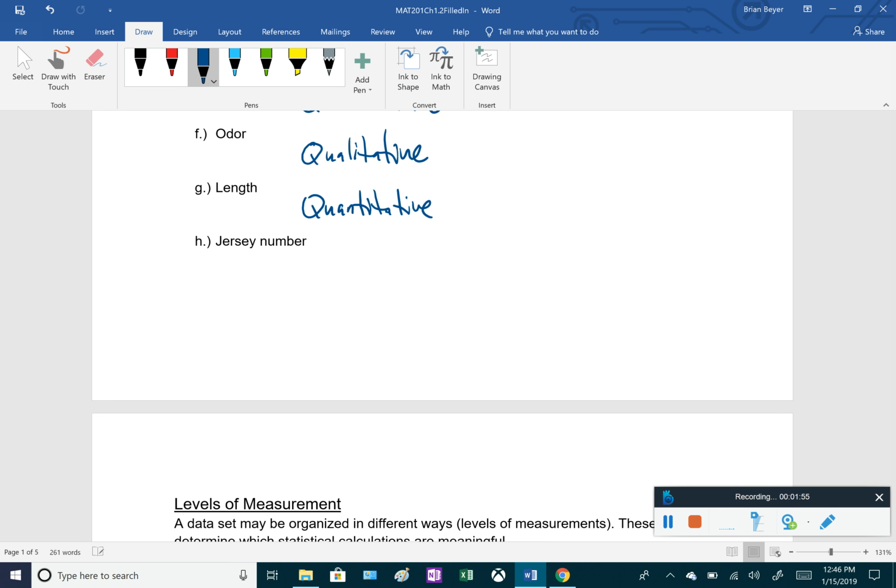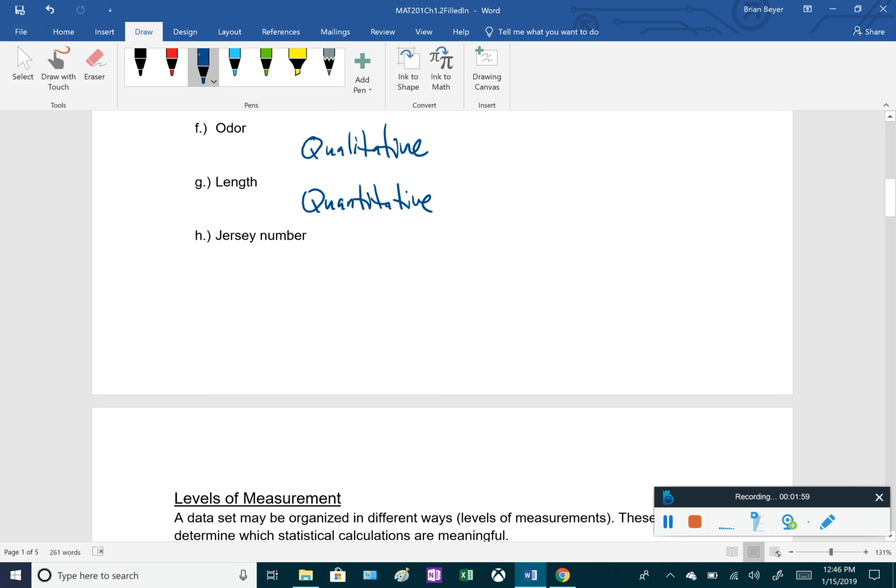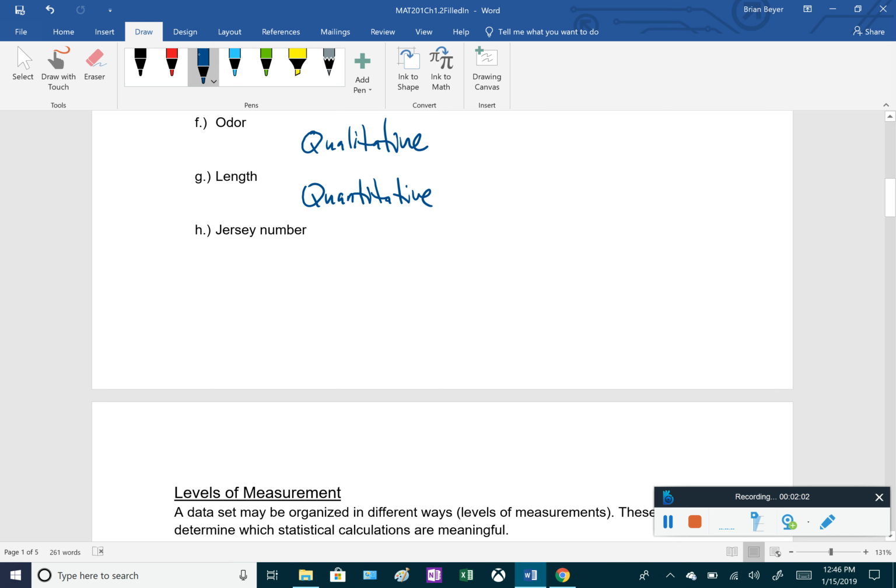And for H, we have jersey number. So even though this is a number, this is not quantitative. This is going to be qualitative. And it's qualitative because jersey numbers are essentially labels. So it's not quantitative, but it's qualitative. So a little bit tricky for that last one.